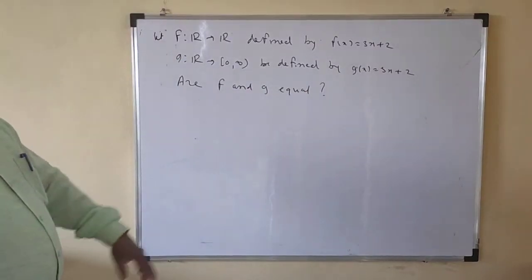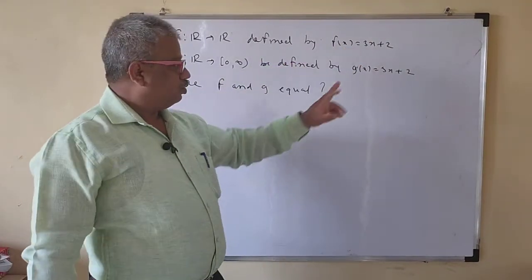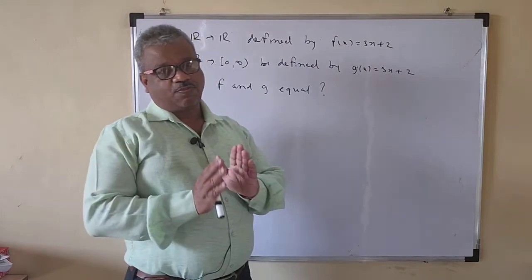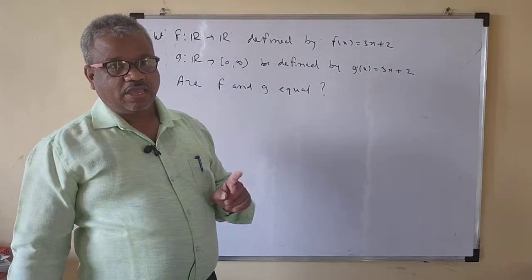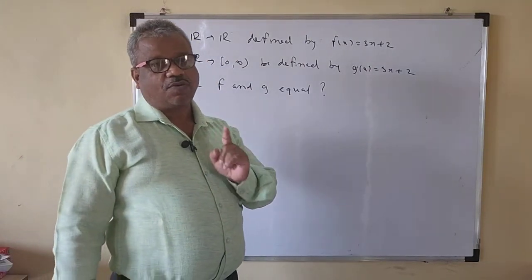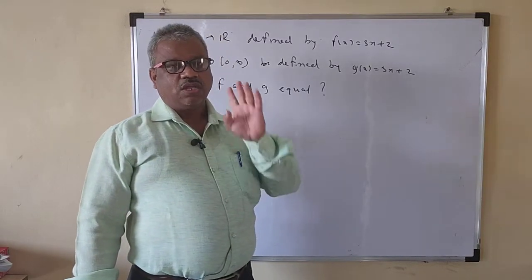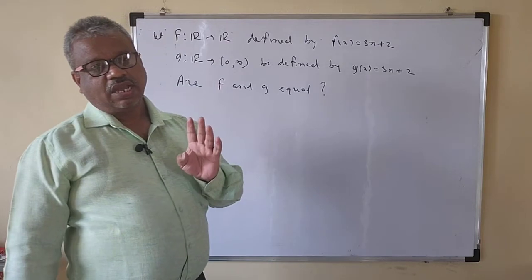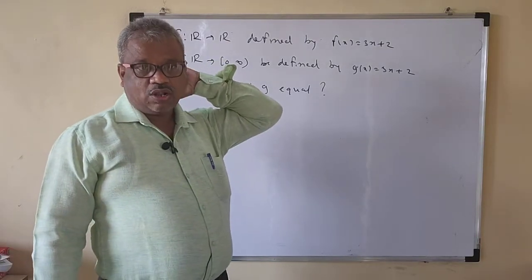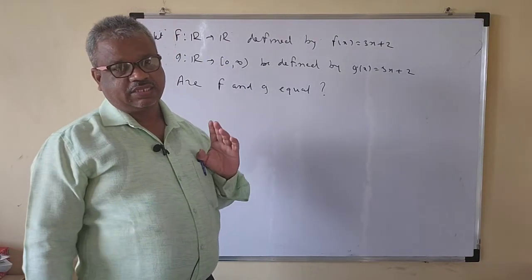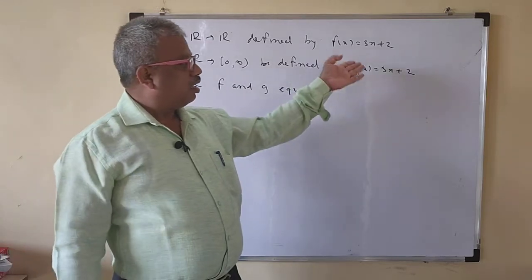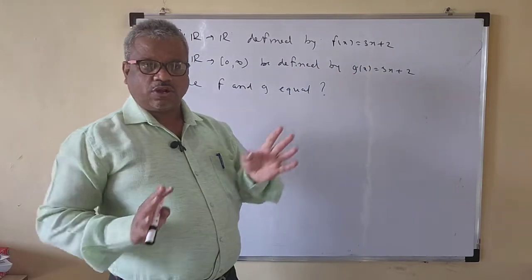See here, f of x is 3x plus 2, g of x is also the same, so the formulas of f and g are the same here. But what is the definition of the equality of functions? First point: the domains of f and g are the same. Second point: the codomains of f and g are the same. And the formula need not be the same.